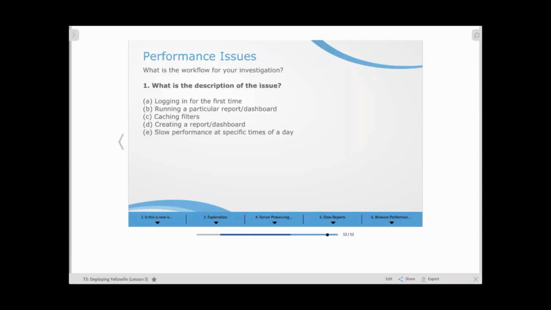So the first point is to describe what the issue is. Is it logging in for the first time that's slow? Is it running a particular piece of content? Is it caching filters or creating content? Or is it just simply slow performance at a particular time on a day? All right, so maybe it could be an action that's external to the usual things that people do.